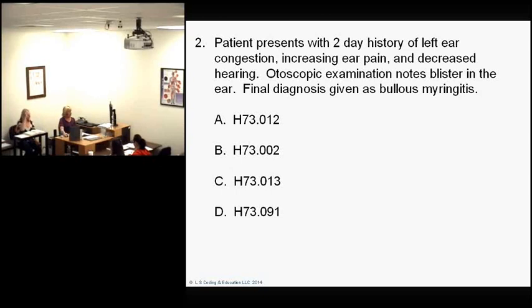Okay, if you went to the index, it should be fairly easy to find because it took you to H73.01, so you had to choose between 2 and 3. So A is the correct answer.